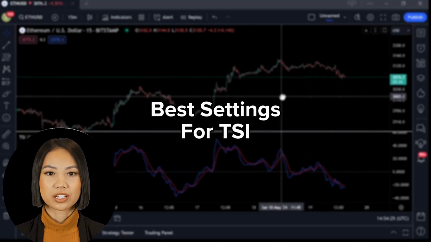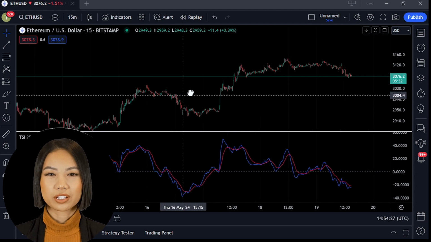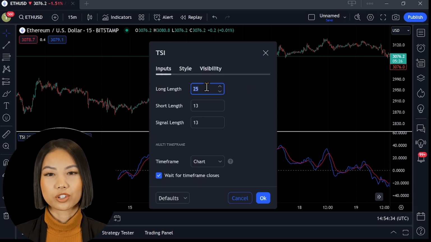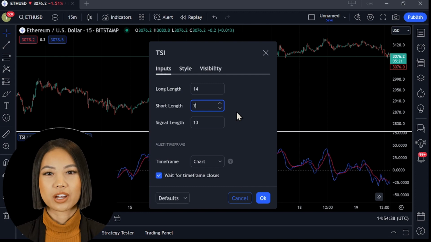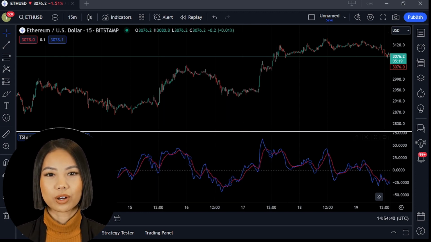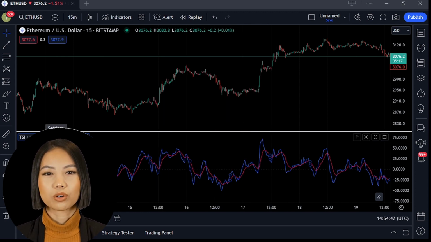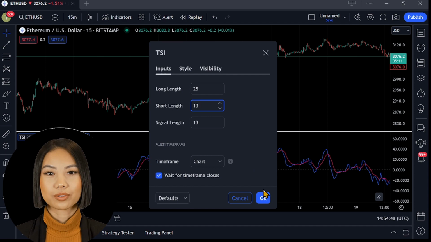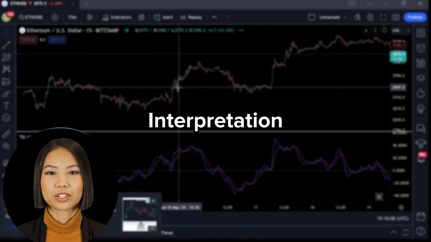Best settings for TSI. The optimal settings for TSI depend on your trading style and the market's volatility. For short-term trading, day trading, or scalping, use settings like 14 and 7 to make the TSI more responsive. For long-term trading, swing trading, or investing, stick to the default 25 and 13 for a smoother and more reliable signal.